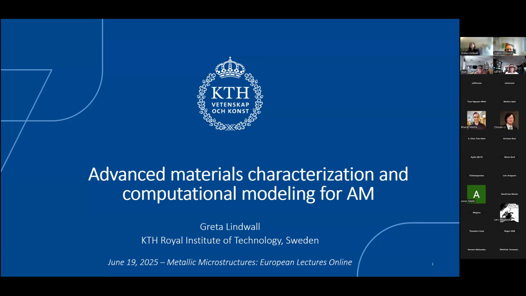And in the presentation today, I will show you some of the past and ongoing work that we've done in my group, with the focus on microstructure evolution during additive manufacturing, and in particular microstructure evolution in steel during powder bed fusion techniques.